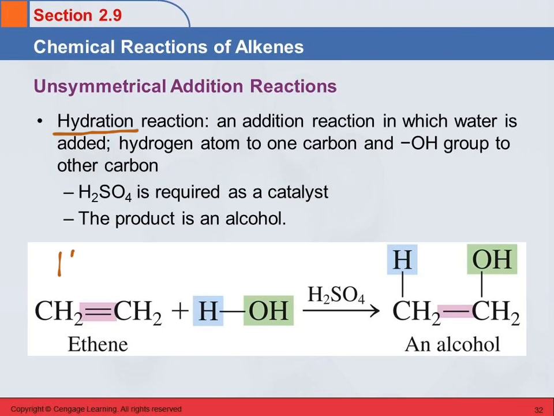Well, we think of that as the H is going to go to one side and the rest of it, the OH, is going to go to the other side. So this is unsymmetrical also. One carbon gets the hydrogen and one carbon gets the rest of it, the OH. And so we end up with the product being an alcohol. When it has this OH group on it, that makes it an alcohol. And we're going to talk about those in Chapter 3. This also requires a catalyst of sulfuric acid.